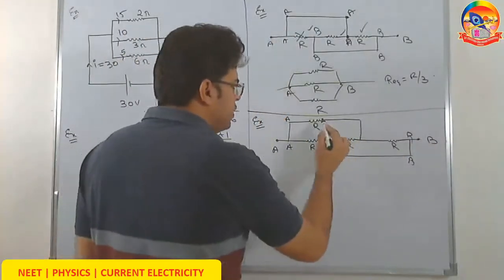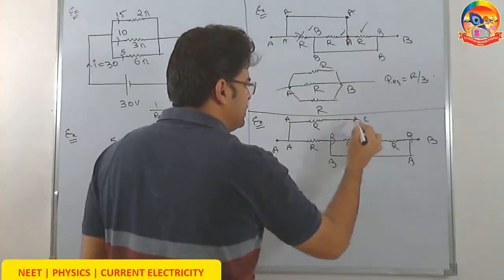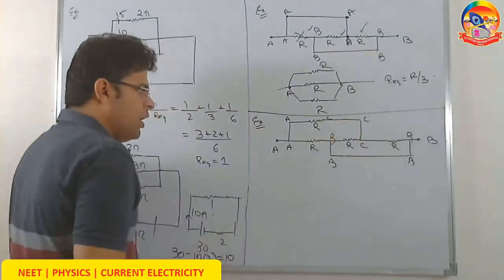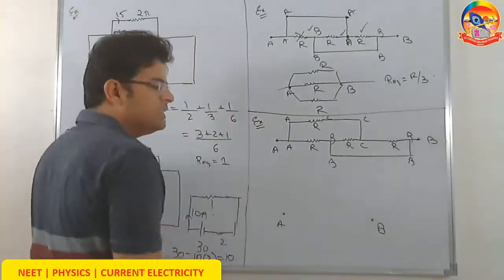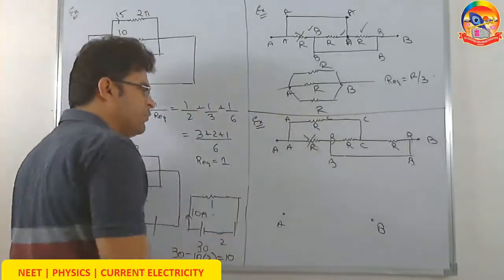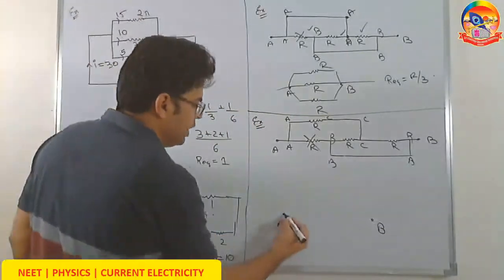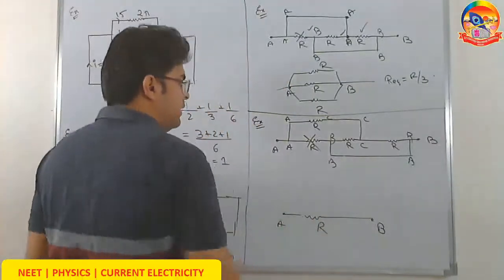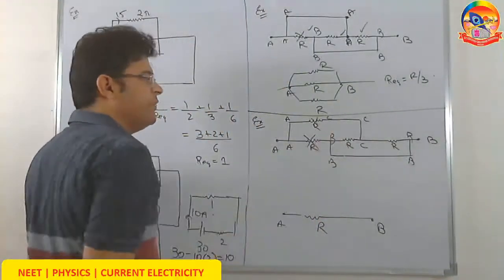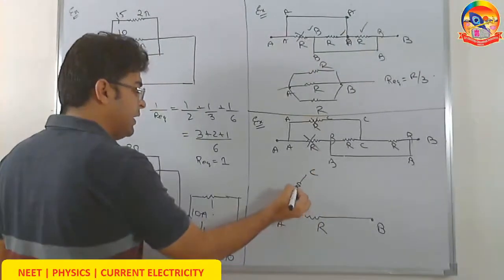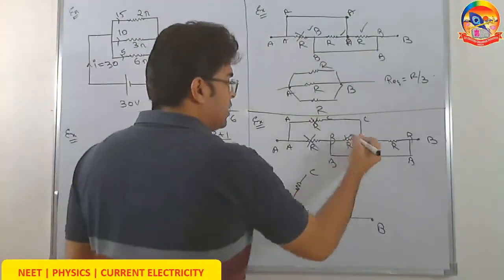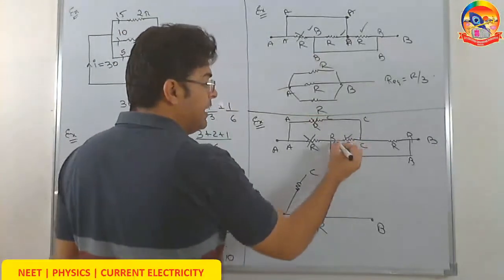I don't know the potential of these points. Let's call them C. So now I'm going to find the equivalent resistance between A and B. Let's start marking resistors. This first resistor is connected between A and B. Join it between A and B. The second resistor is connected between A and C. I don't have C, so mark any random point C. So between A and C. This third resistor is connected between B and C.